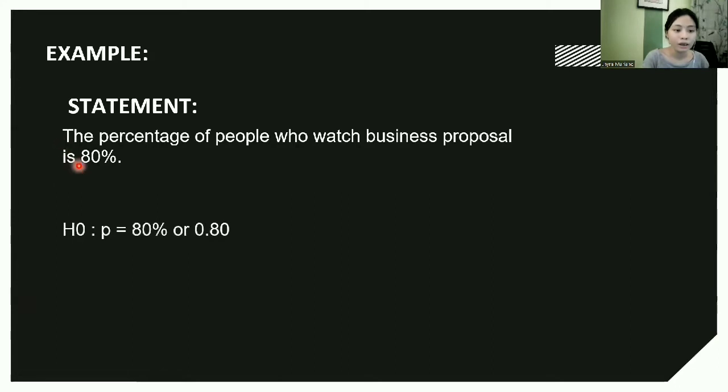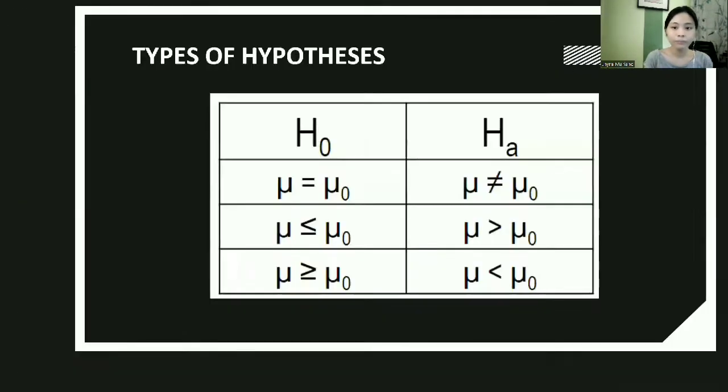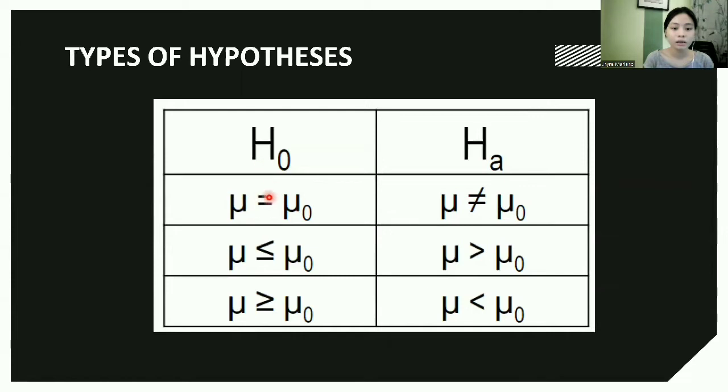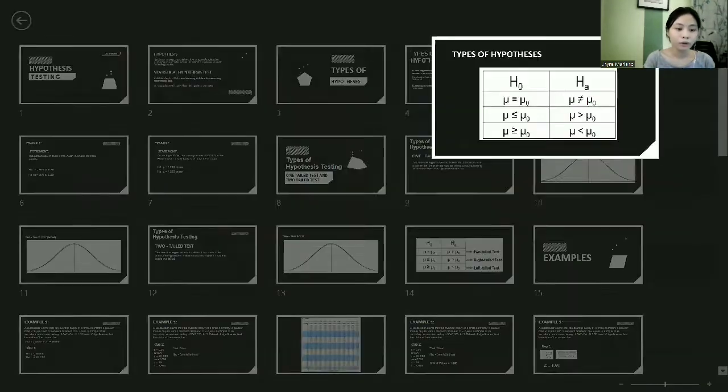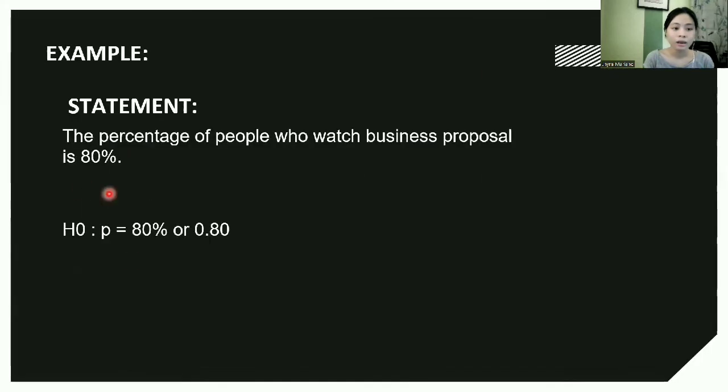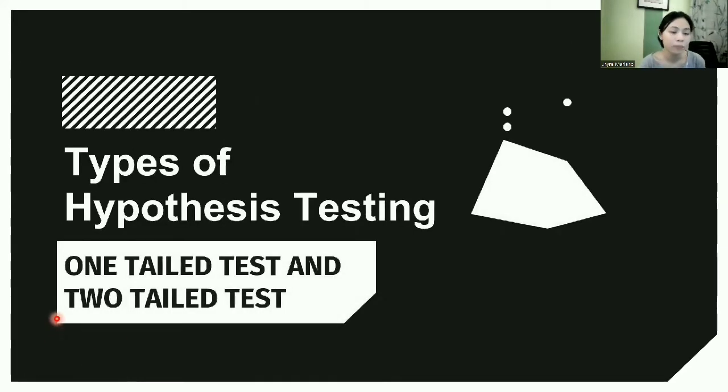So, kapag nakita yung word na is, it means equal. So, yung magiging null hypothesis natin is percentage equal 80% or 0.80. So, kung babalikan natin kanina, ito, sabi dito, yung katumbas ng equal sign is not equal. Therefore, yung magiging alternative hypothesis natin sa statement na to is HA or alternative hypothesis is not equal to 80% or percentage is not equal to 80% or 0.80. So yun, ngayong alam na natin kung paano mag-formulate ng null and alternative hypothesis, mag-move na tayo sa next.